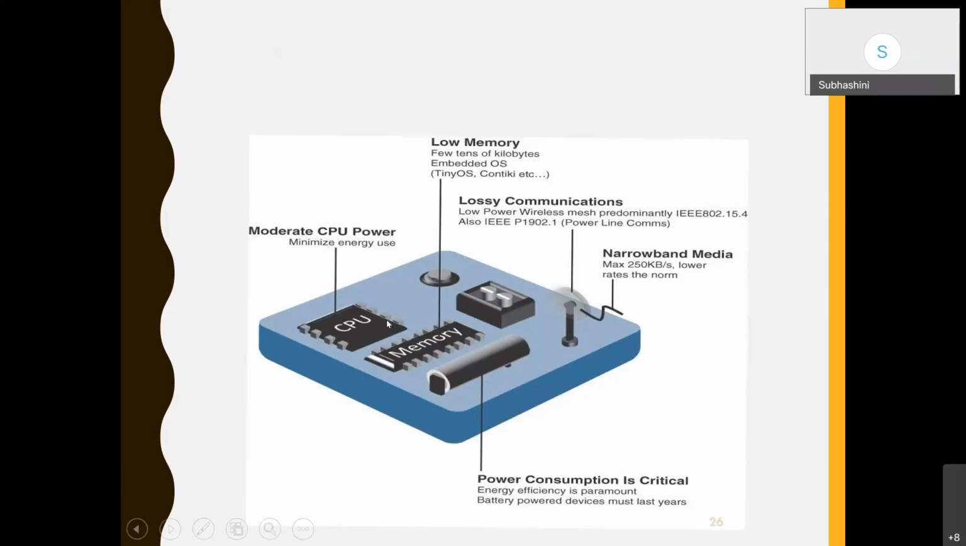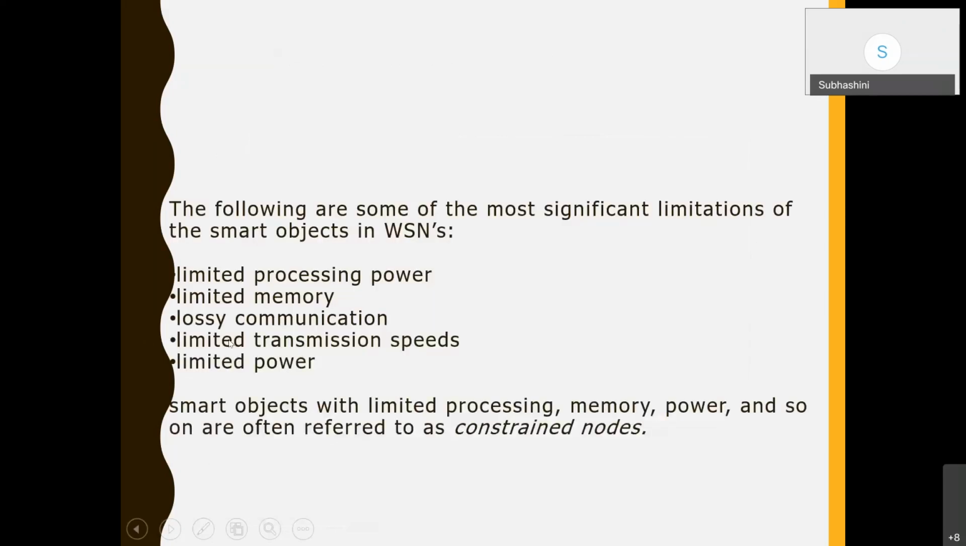Okay, with respect to the same components, it has been told just the same thing. Limited processing power, limited memory, lossy communication, limited transmission speeds, and limited power. These are some of the constraints. So we said SANETs as well as WSNs are constrained because we have constrained nodes. Since we have constrained nodes, these are the constraints, the limitations. You have to either overcome them, or patch up your components, or work according to this constrained resource or environment. So nodes found here are called constrained nodes. Definitely, they are constrained by nature.